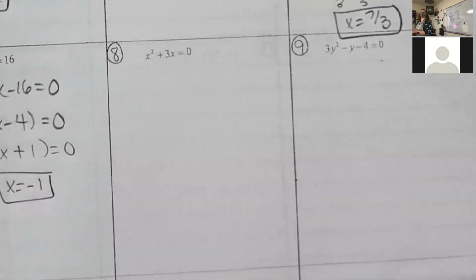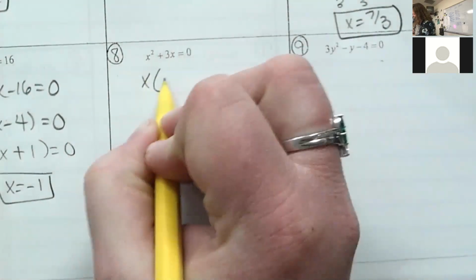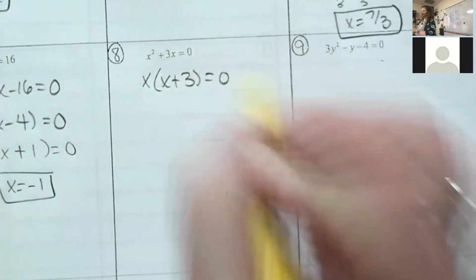Number 8. Are we good? Is it equal to 0? Yes. Yeah, okay. Now what? Don't worry. Nothing. Take out an x. Take out an x. Okay, let's do that. I'm left with x plus 3. Well, that's cute.